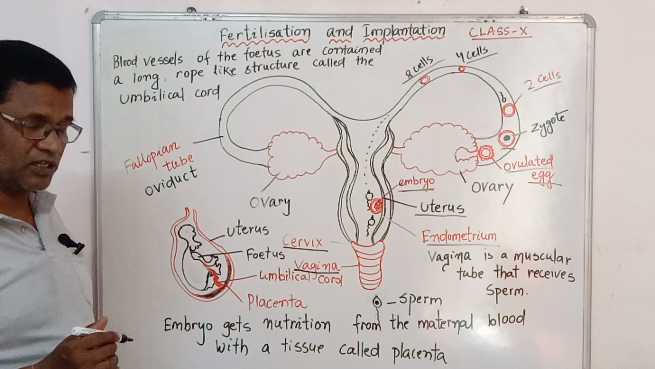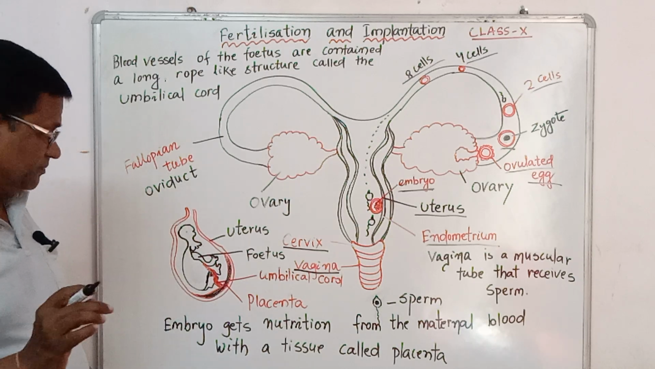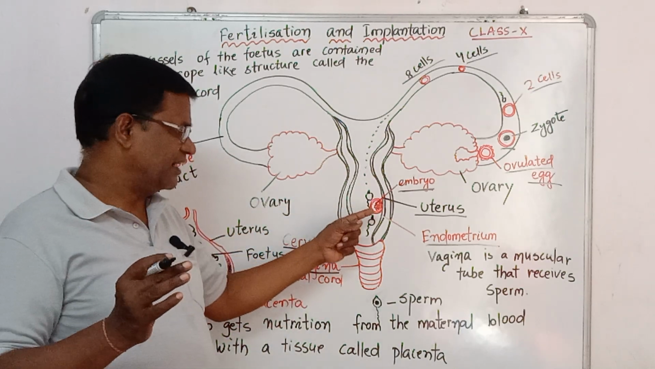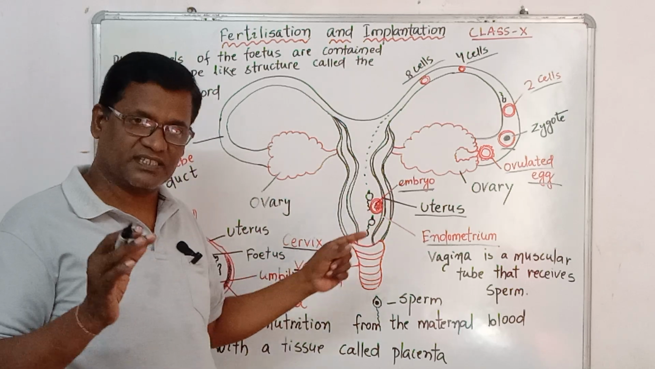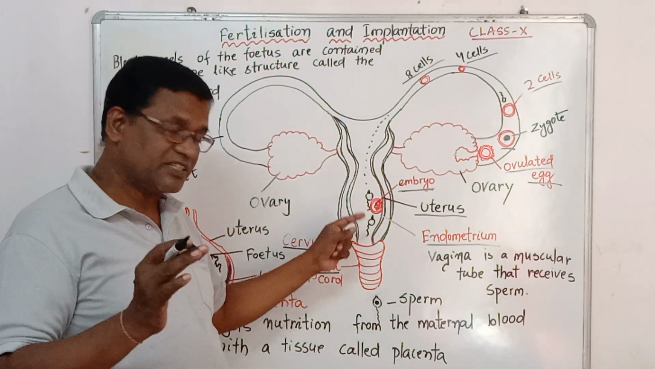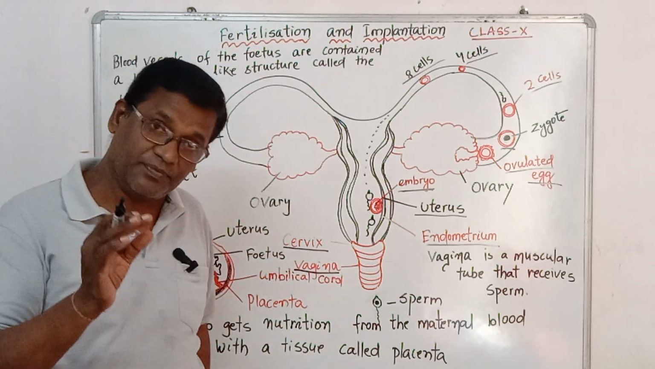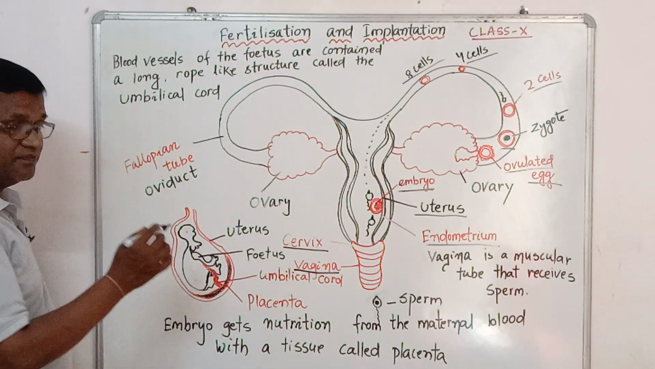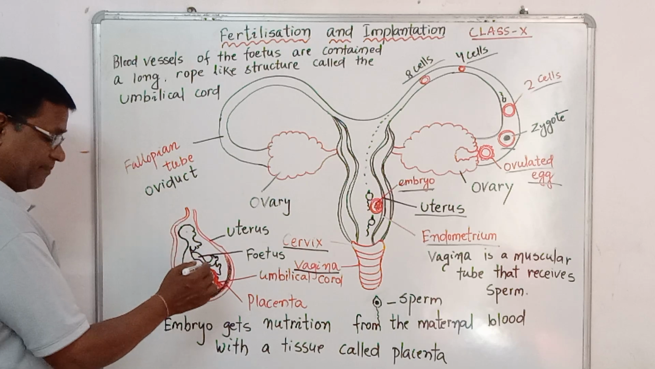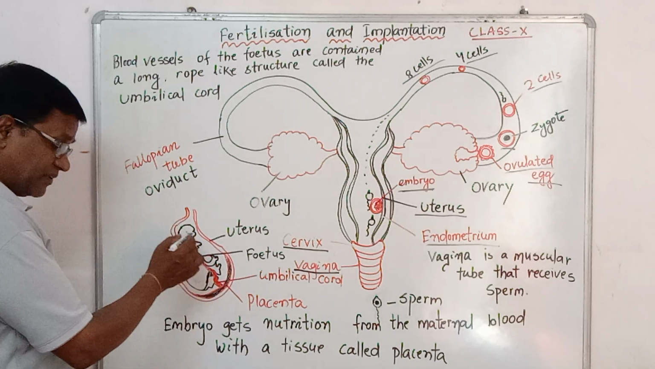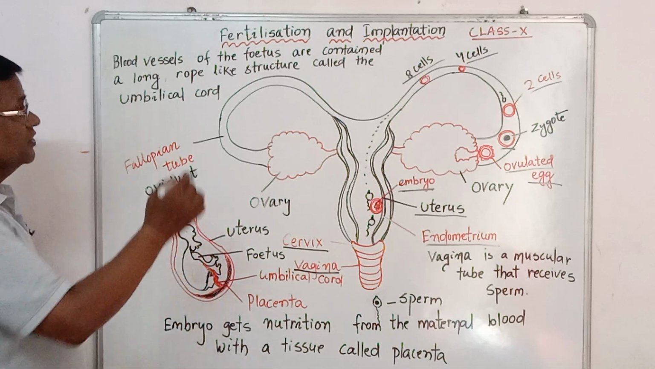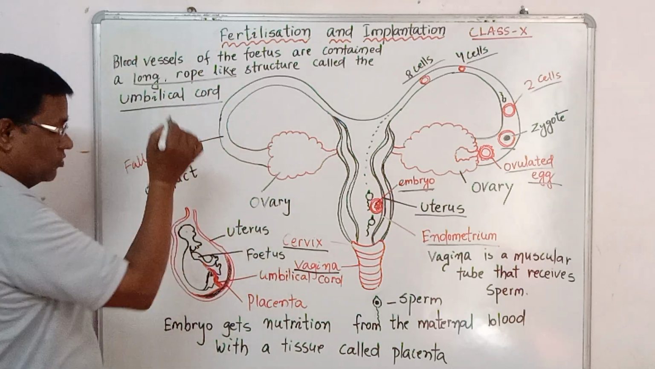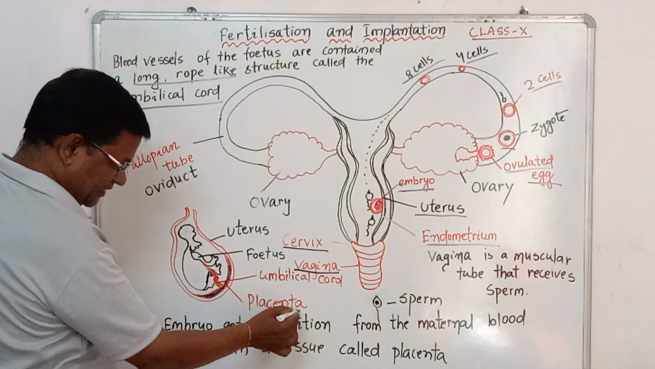You are getting confused, I know. You see, the embryo is multicellular, and here one tissue will develop that is called the placenta, and the placenta helps the embryo transport everything. When this embryo develops, it becomes a structure called the fetus. At that time, what happens? The blood vessels of the fetus make a rope-like structure, a long rope-like structure, and that is called the umbilical cord. This umbilical cord is connected to the placenta.